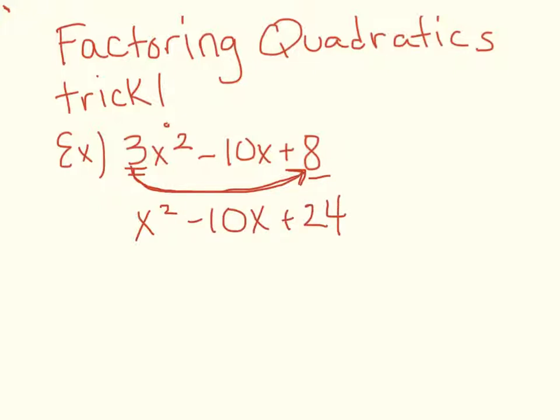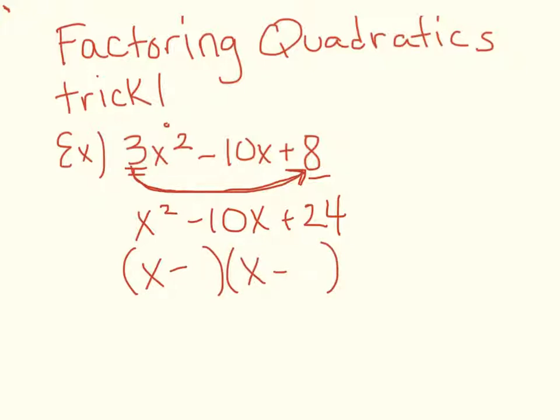Now we're going to factor this quadratic, which is a little easier to work with because it doesn't have a lead coefficient that's not 1. So when we factor it, we're going to try and find two numbers that multiply to be positive 24 and add to be negative 10. If two numbers multiply to be positive and add to be negative, then they both must be negative numbers. So in our parentheses, we can put x minus for the first one and x minus.